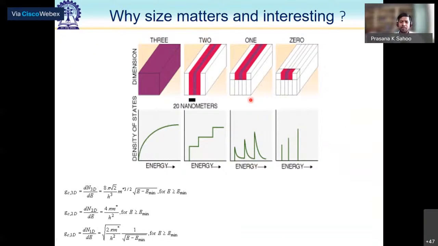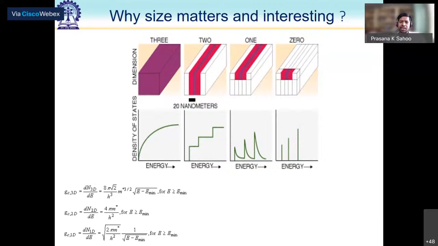So why does size matter? I can see the audience is from a very wide range of different backgrounds, so I will talk in a more general sense so that it will touch everybody. In general, for a three-dimensional material, the density of states, that means how the electrons are occupied in the energy states in the material, is more like continuous, of the order of energy to the power half.